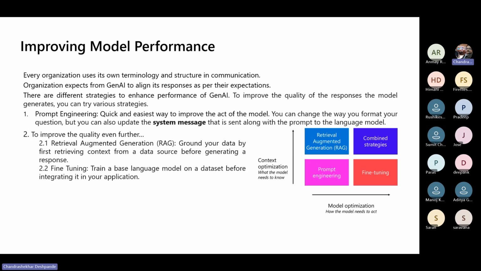So in the prompt, this additional data is submitted. You don't have to explicitly submit it. You simply have to make an arrangement, and thereby your system ensures that data is submitted to the generative AI model automatically whenever you create a prompt. Ground your data by first retrieving context from a data source before generating a response.